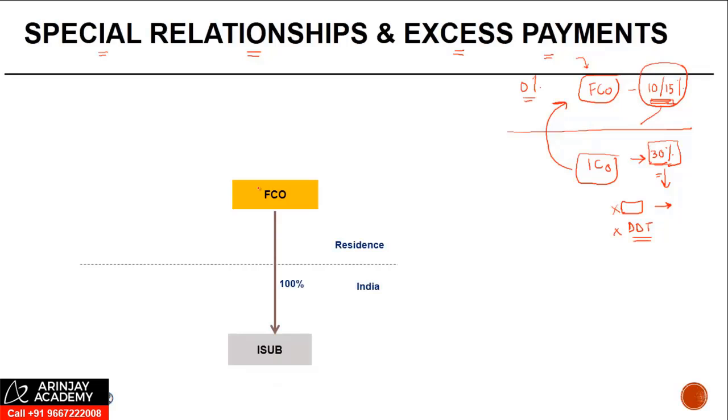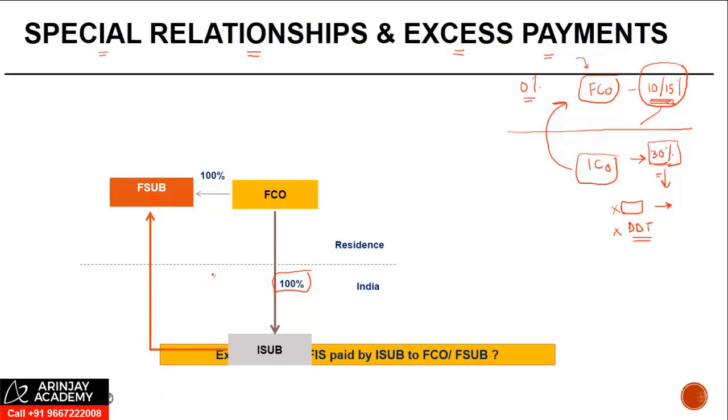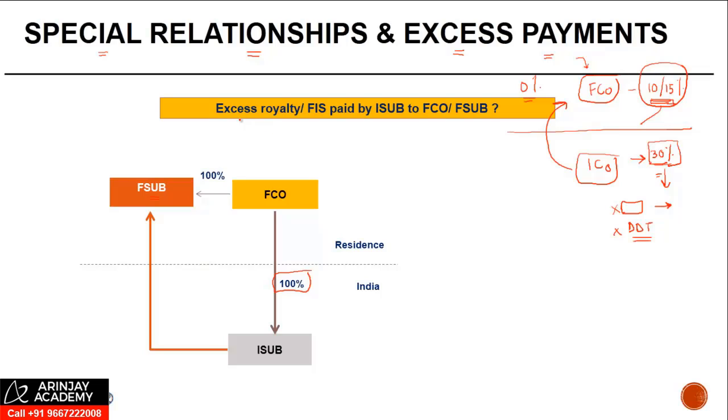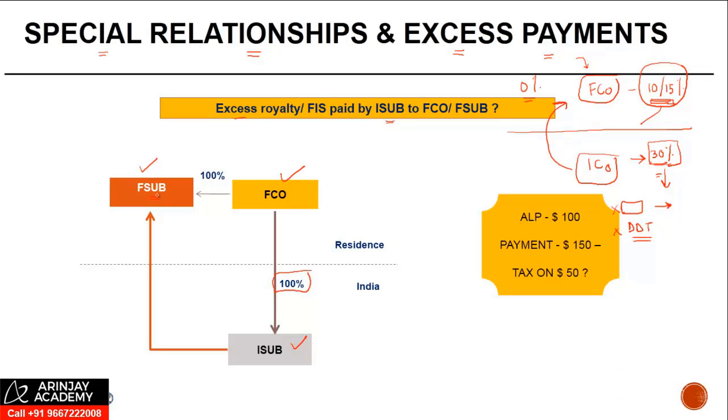Now, what does it mean? Let's say, for example, there's a foreign company which has a 100% subsidiary in India. If this subsidiary makes a payment to the foreign company in excess of what it should make for royalty and FTS, or let's say this foreign company has a foreign subsidiary, and the Indian subsidiary makes a payment of royalty or FTS to the foreign sub. If there's an excess royalty or FTS which is paid by I sub to FCO or F sub, how would the taxation work? Let's say the arm's length price is $100, and there's a payment of $150.